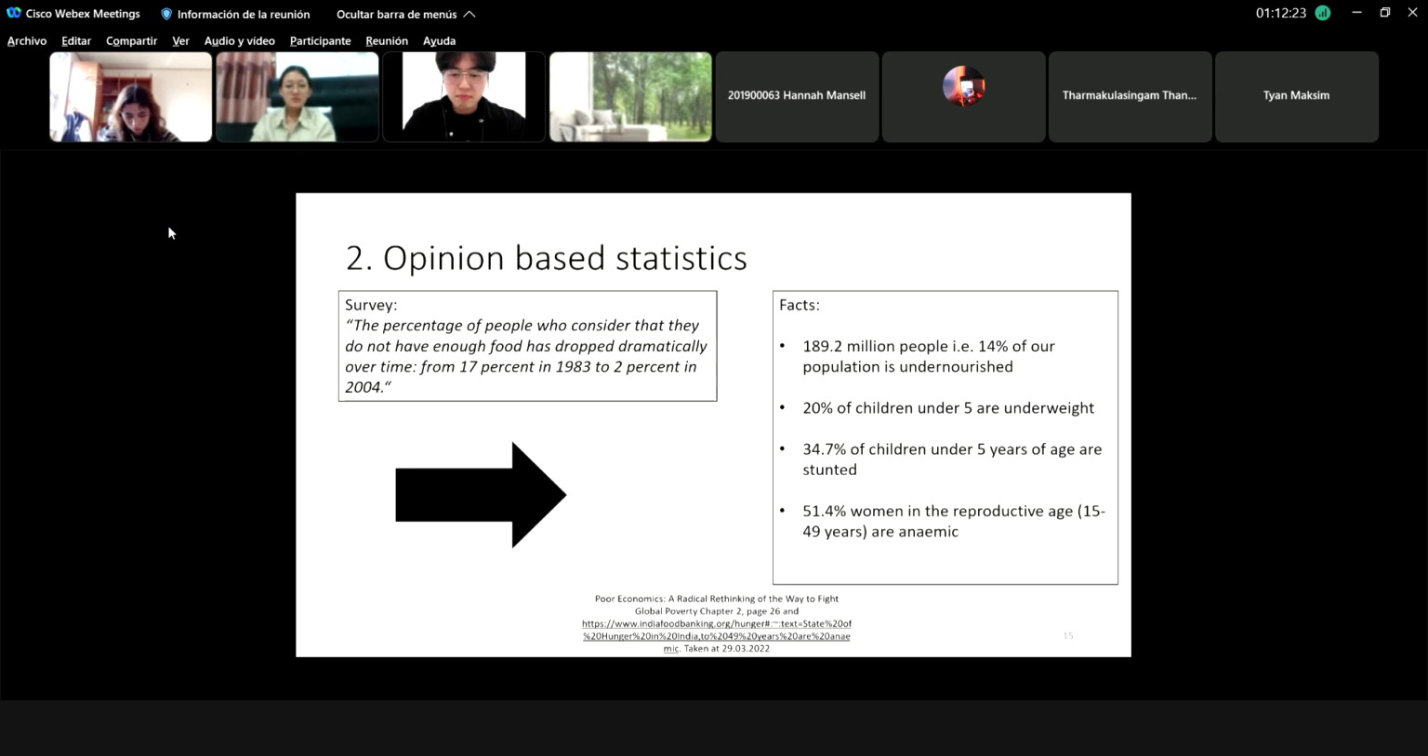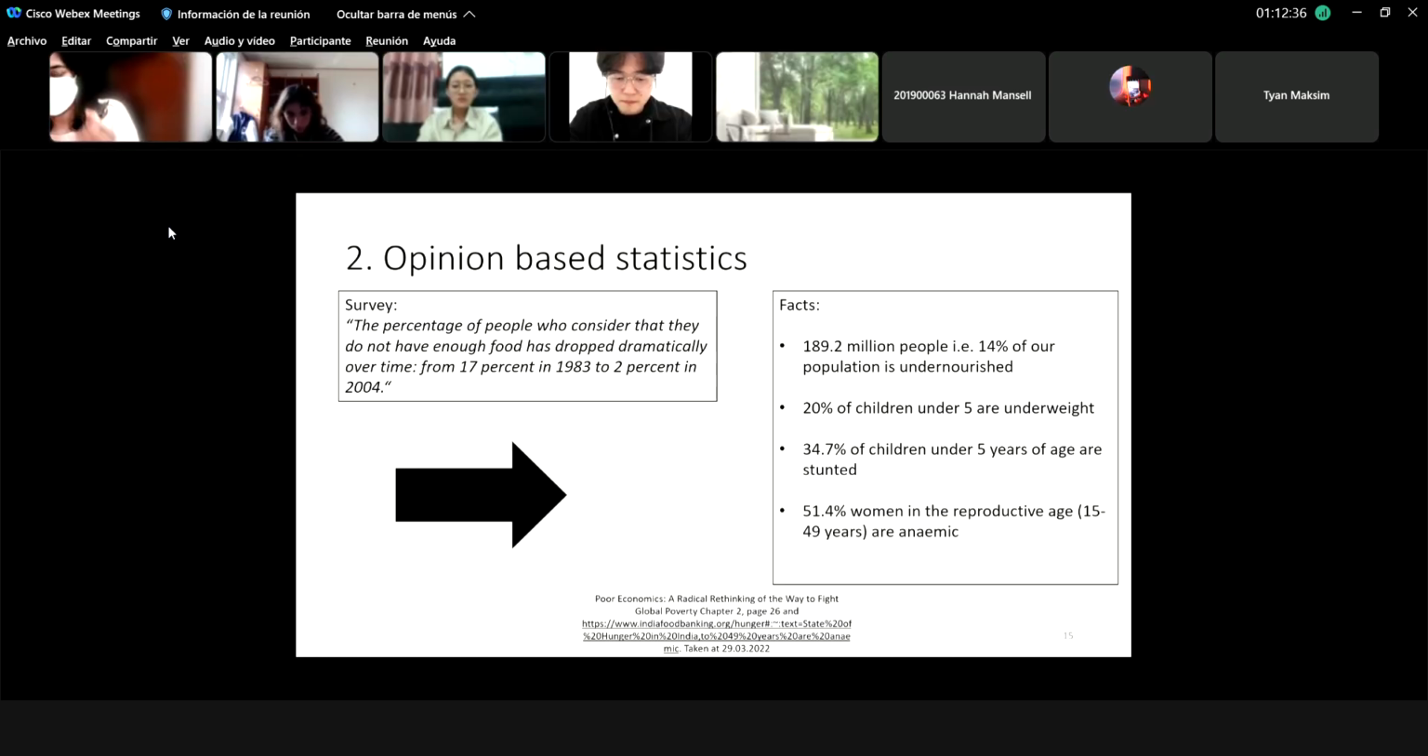So therefore, I looked up the facts of what the reality in India is today. Still in India, about 180 million people, or 40% of the population, are undernourished, and 20% of children under 5 are underweight. 34.7% of children under 5 are stunted, and 51.4% of women of reproductive age, from 14 to 40 years, are anemic, so they lack white blood. What those facts tell us is that this is completely different from the reality which was presented here.